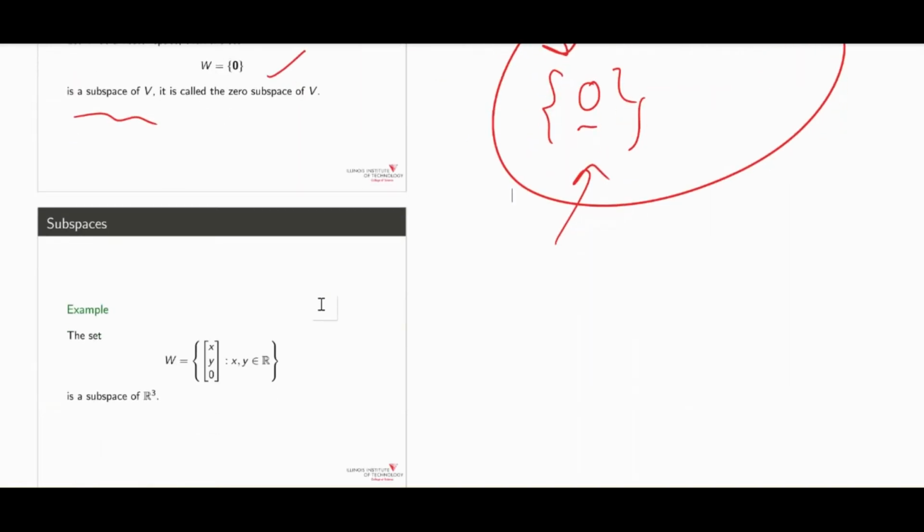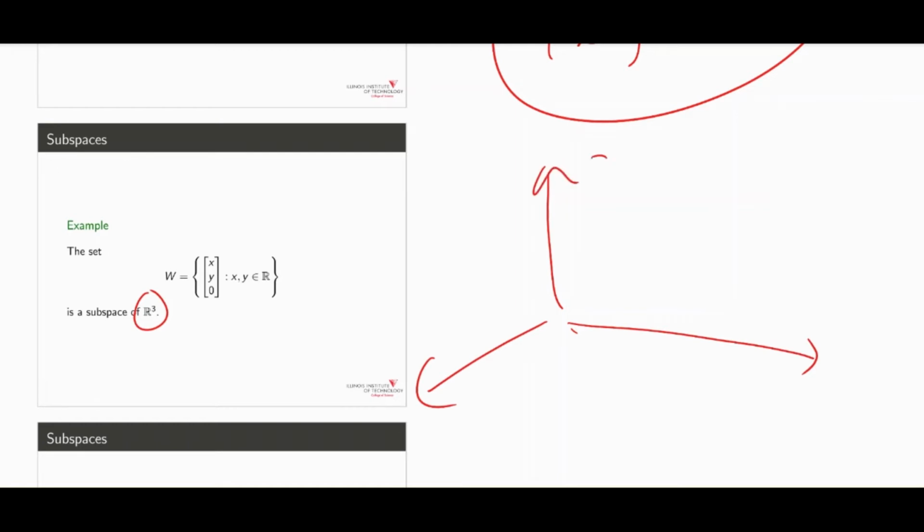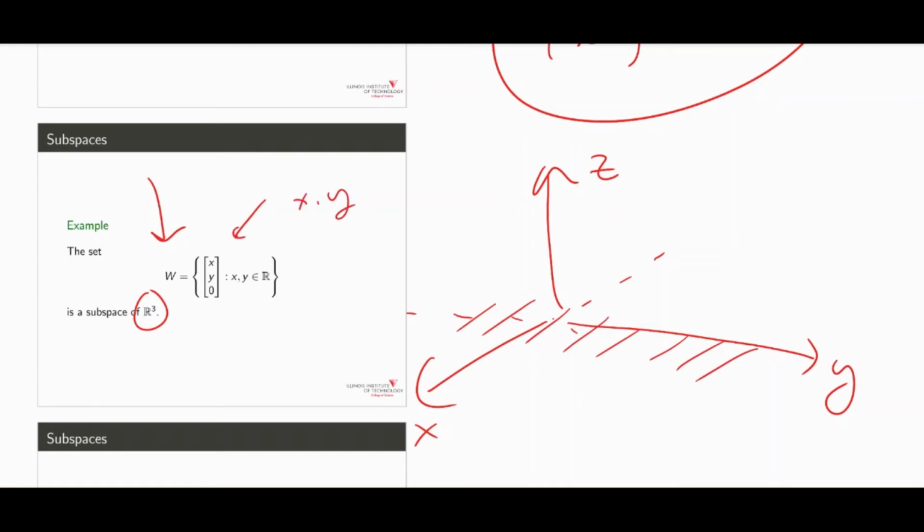All right, so we know that R3 is a vector space from section 4.1. If you look at R3, let's say this is Z, and this is X and Y. If we look at this set W, you can see geometrically this set is this plane right here. This is basically your XY plane. And this is actually a subspace of R3. This XY plane itself is a vector space.